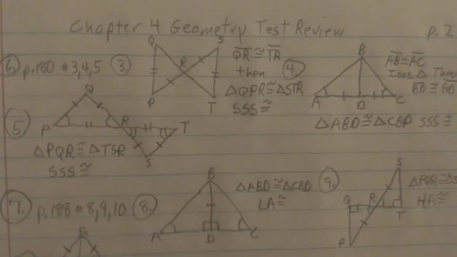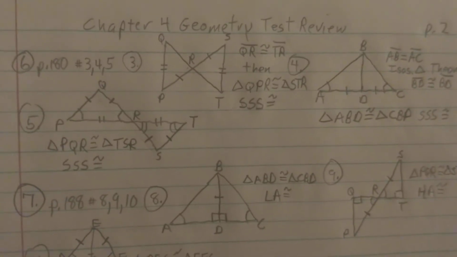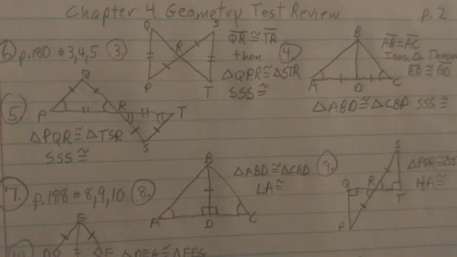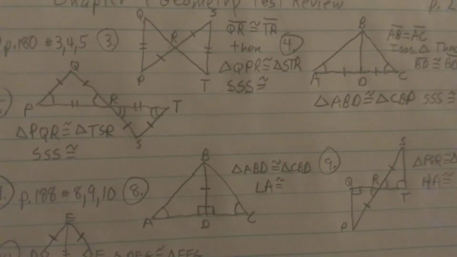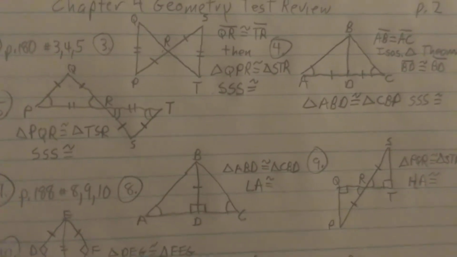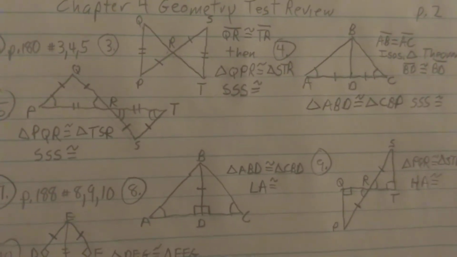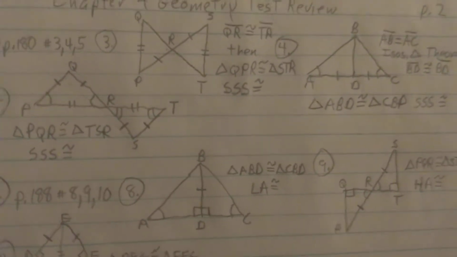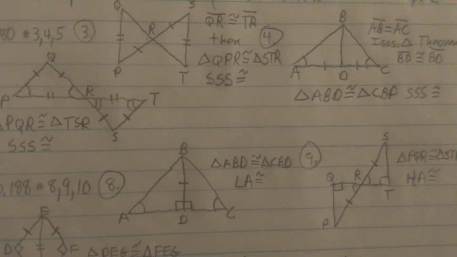Now question 6 is from page 180, numbers 3, 4, and 5. On number 3, we're asked to say what will it take to make an SSS congruence for these. So we have triangle QPR and STR with 2 pairs of sides congruent. So in order to get SSS, we'd need segment QR congruent to segment TR. Then we could have triangle QPR congruent to triangle STR by SSS.